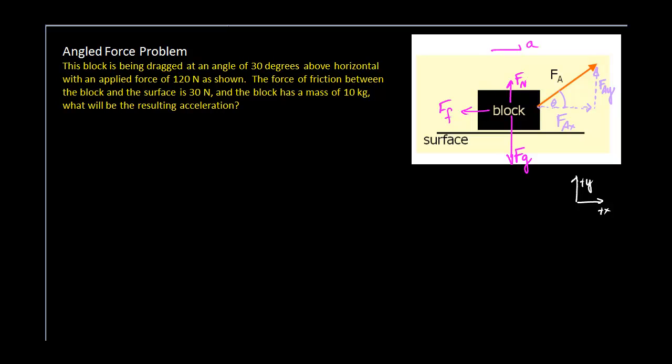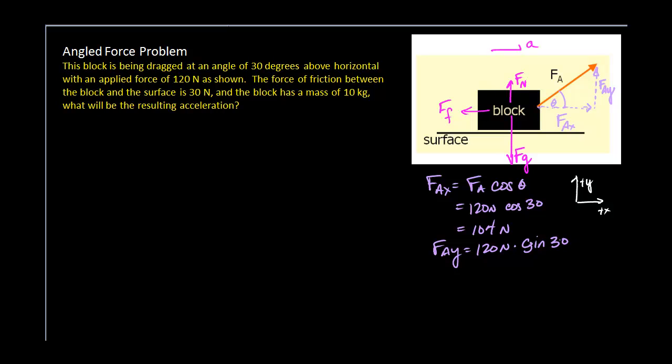So we can say, using our laws of trigonometry, that Fax equals the applied force times the cosine of the angle. So in this case, that's going to be 120 newtons times the cosine of 30 degrees, which is about 104 newtons. And we can do something similar with Fay, except Fay is going to use sine, so it's going to be 120 newtons times the sine of 30 degrees, which is 60 newtons.